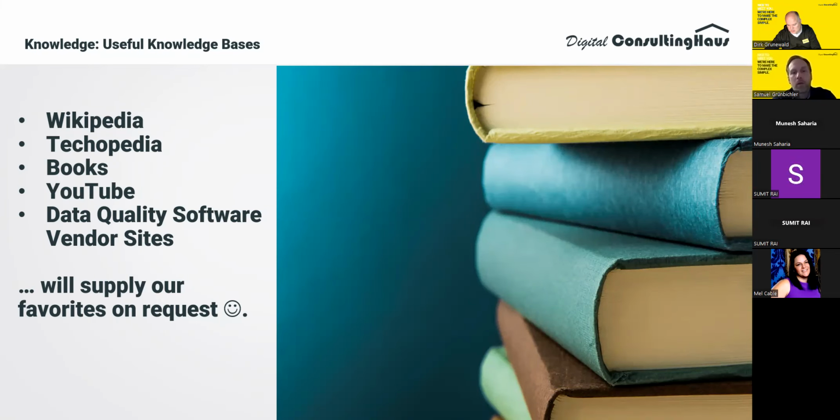Because if you want to inform yourself about PIM and product data and data cleansing, there are several sources you can go to. It's Wikipedia, Techopedia. There are special books about it. You can also find videos on YouTube, and you can get information on the data quality software vendor websites. But let's talk about some of the tools we can use to get our data clean, Dirk.